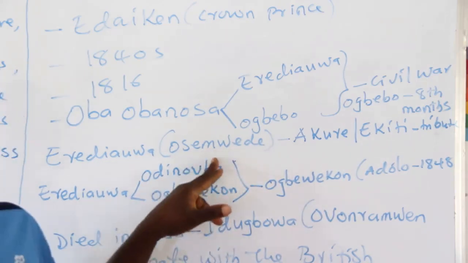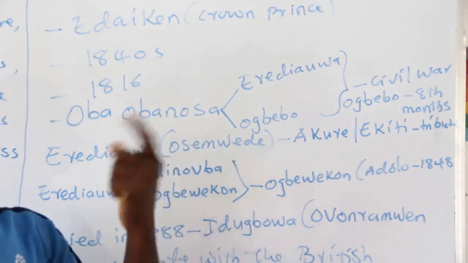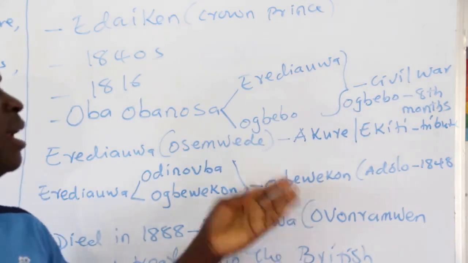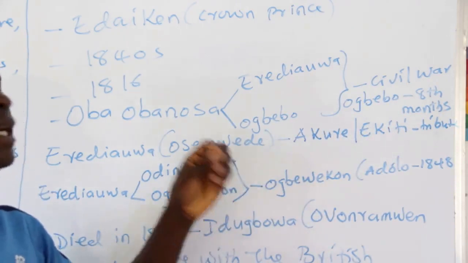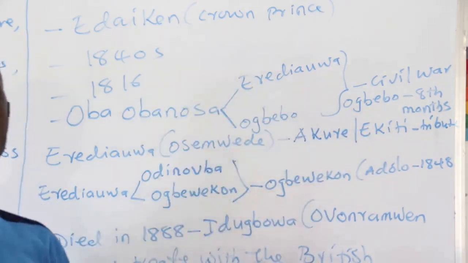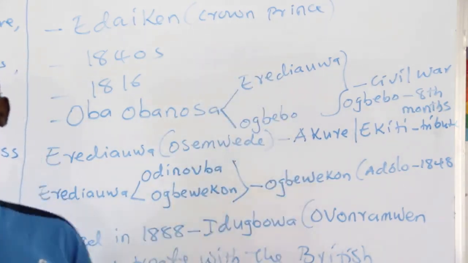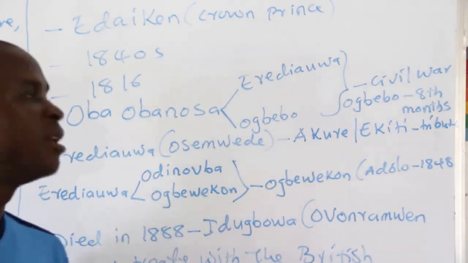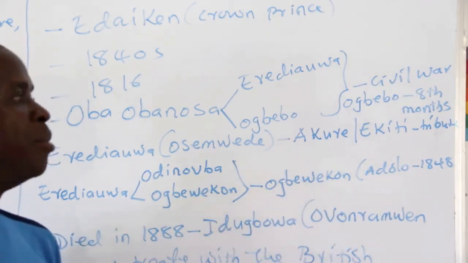Now, when he emerged as the king, I told you earlier that the jihadists had earlier on taken some parts of Benin, like Ishan and Ekiti. Now, when Osemwede emerged, he decided to force Ekiti, Akure, Ishan, all of them, to resume their payment of tribute to Benin. So he wanted to reassert the authority of Benin over those territories that were formerly under Benin.